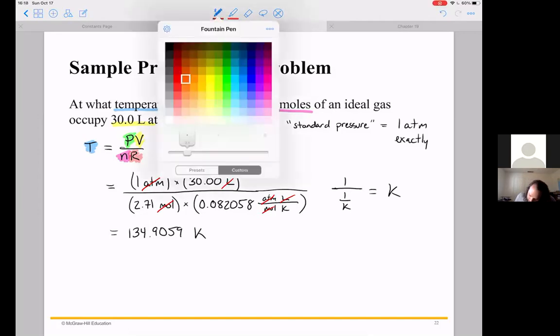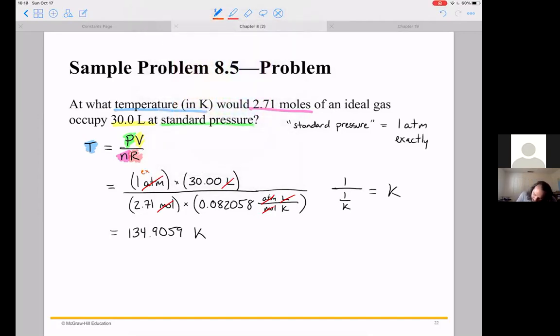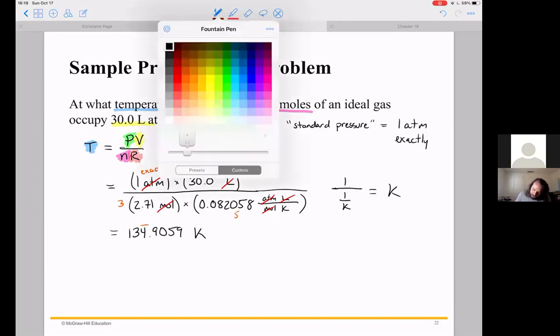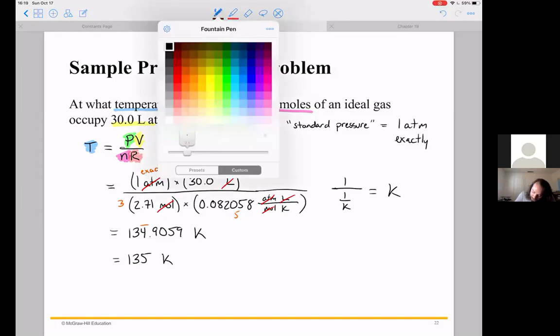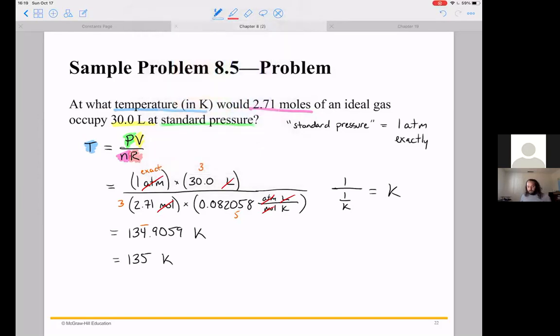Going back and looking at sig figs, this is exact, so I'm not going to pay attention to it. My 30, oh sorry, should have been just 30.0. So that's 3 sig figs. There are 3 sig figs here and 5 here. So my final answer should have 3 sig figs. So that's 135 Kelvin.